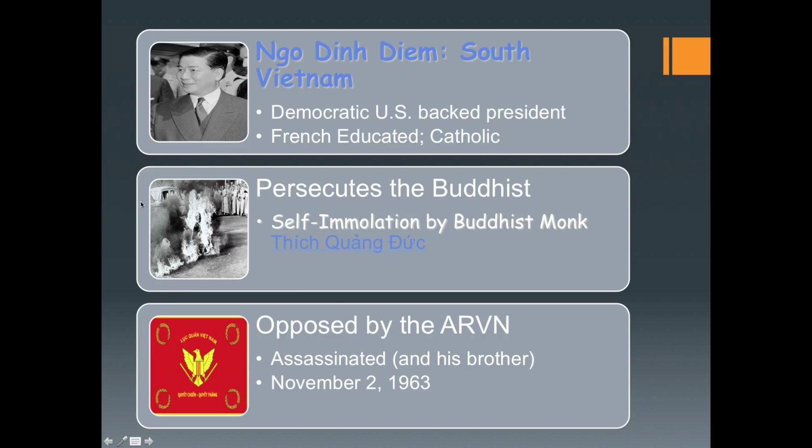And I'm sorry, I probably should have given fair warning here. Here's one of my first of these hard pictures to look at. When he begins to heavily persecute the Buddhists, tries to shut down their temples, arrest several of their monks, the leader of this movement practices what's called self-immolation. This individual here, Quang, sets himself on fire in the streets of Saigon.